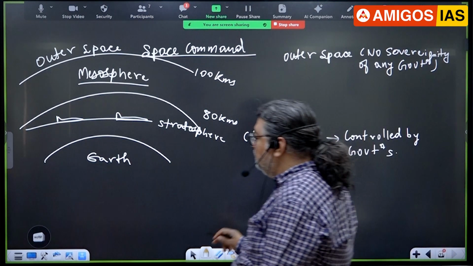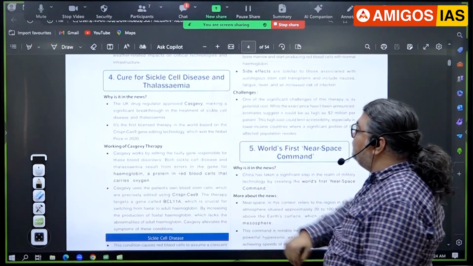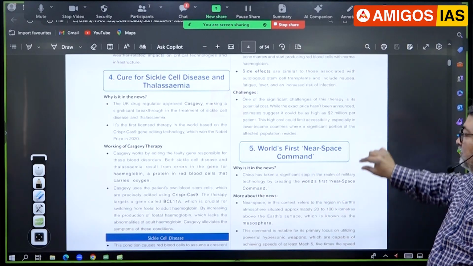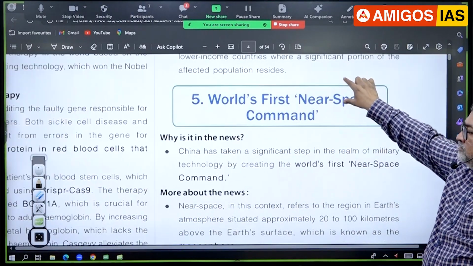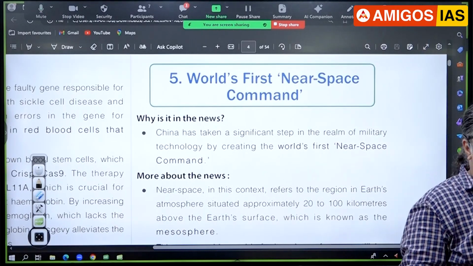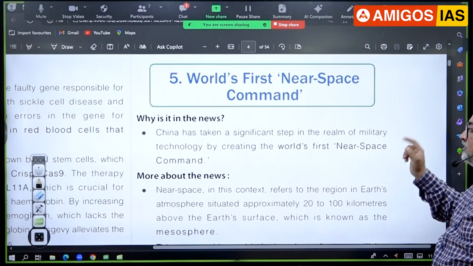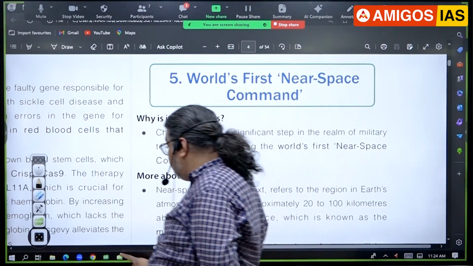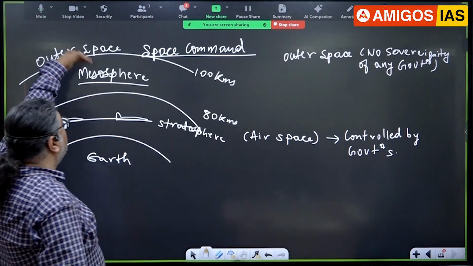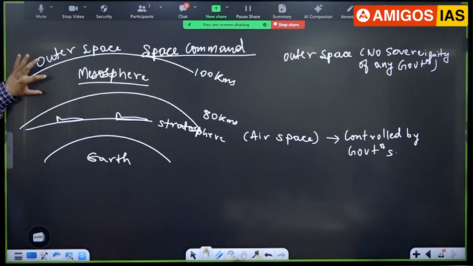What can China do there? Tell me here. If China has developed this kind of a near space command, what will be China's part? China will use it for military purposes. China can use even missiles to attack. Right? Now remember that. Where is outer space? Everybody knows, above 100 kilometers. Where has China built? 80 to 100 kilometers. See, this is a gray area.